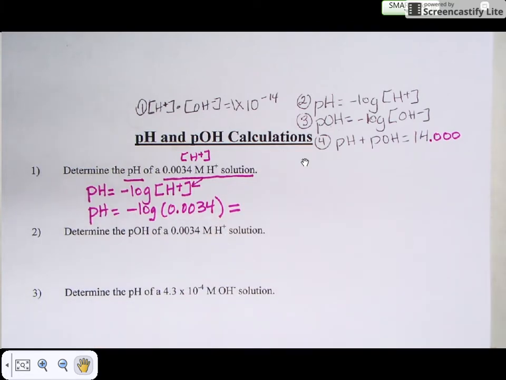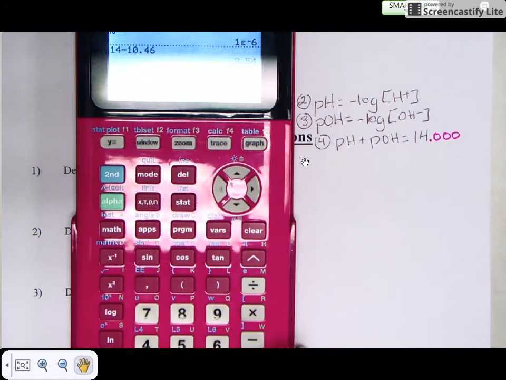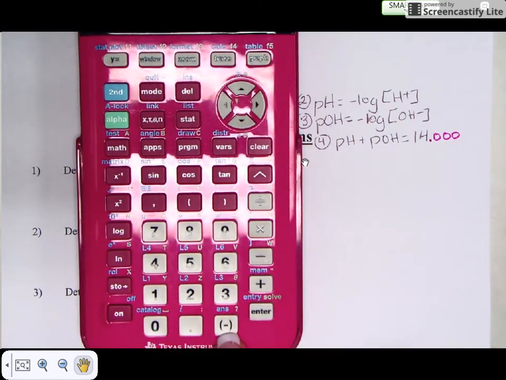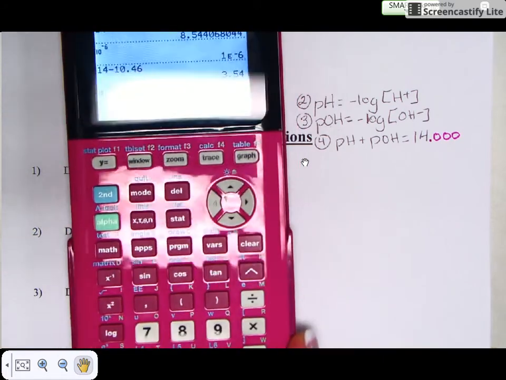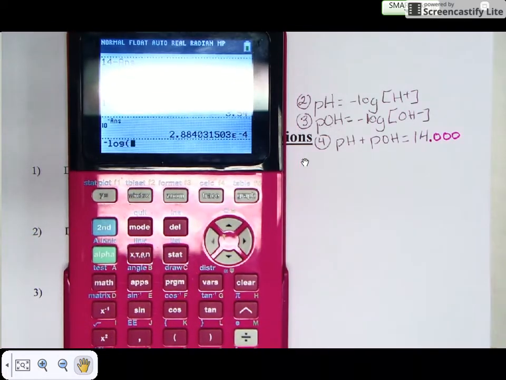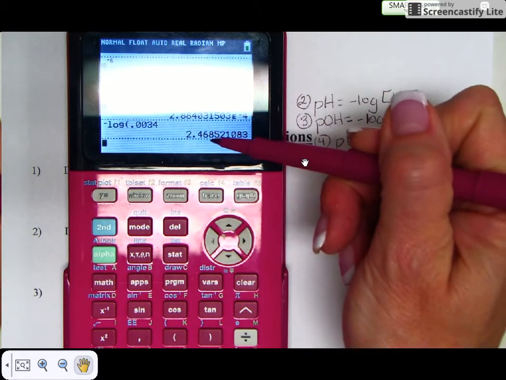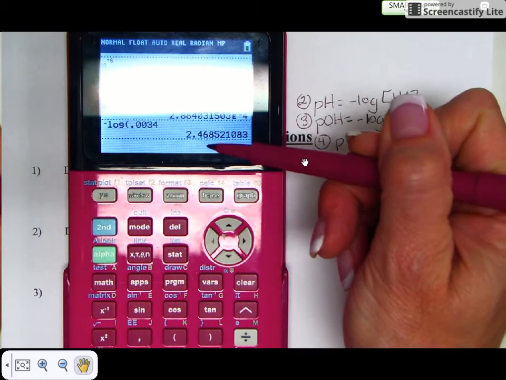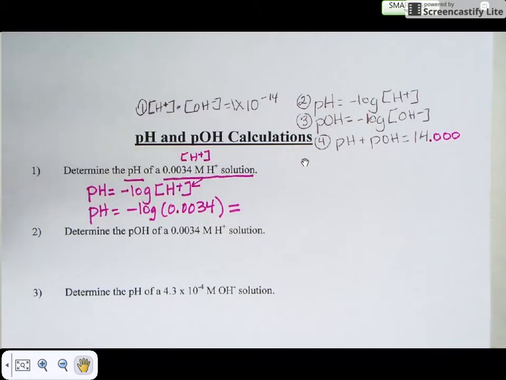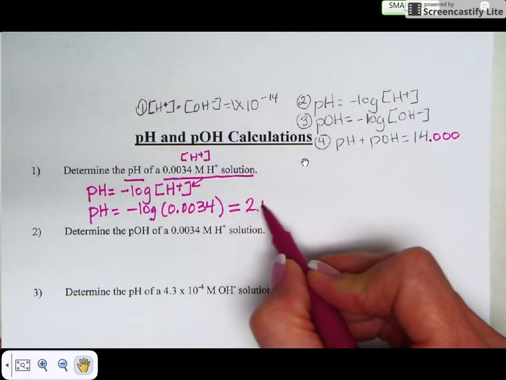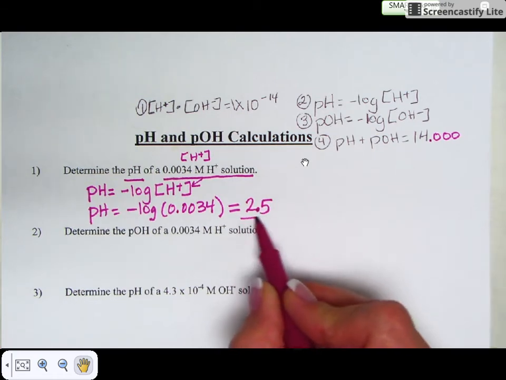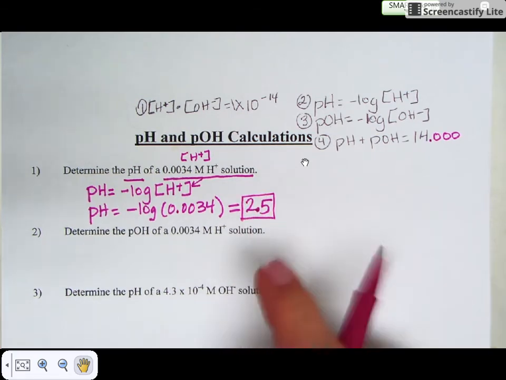So when you plug it in your calculator, make sure that you use your negation sign, the plus minus key, if you will. You say negative and log, and then you're going to plug in the concentration that you were given, 0.0034. So we're going to round this to 2 significant figures because leading zeros don't count. So we're going to say 2.5. 2.5 is your pH.